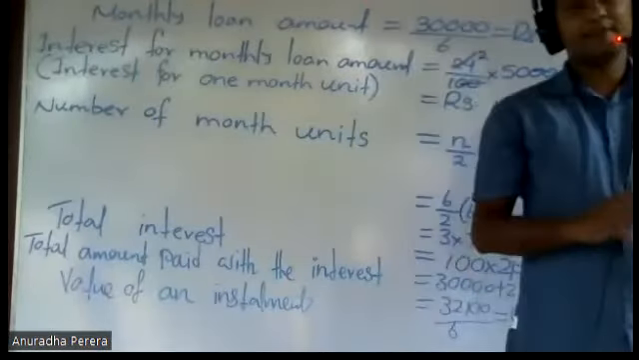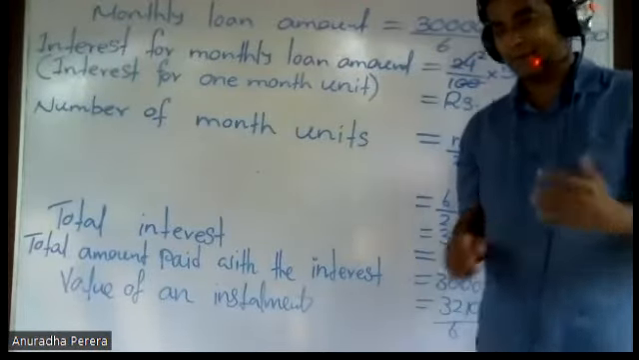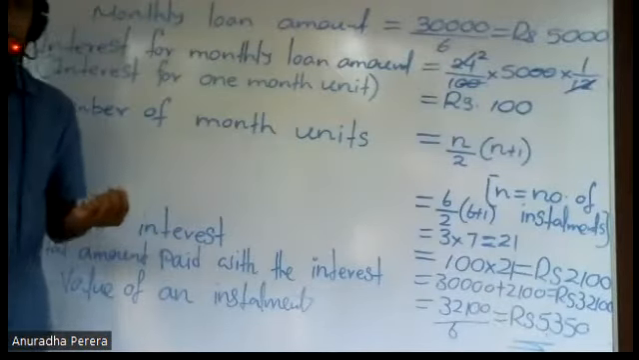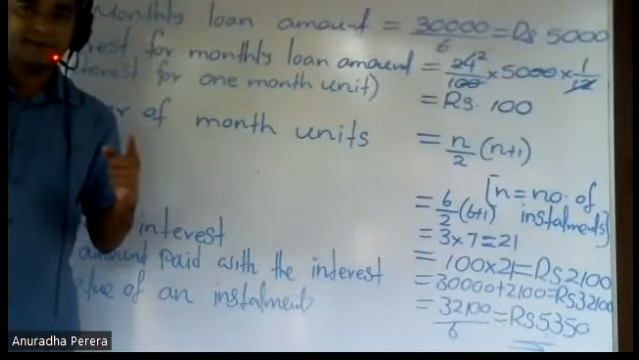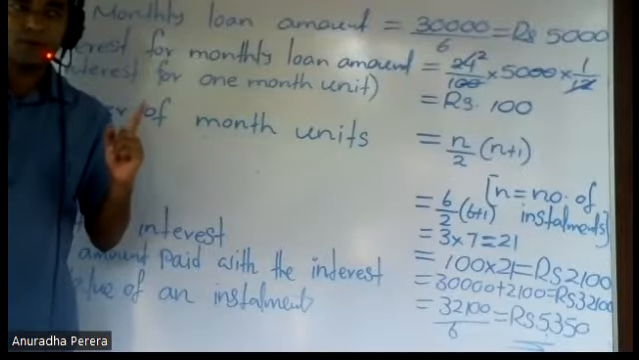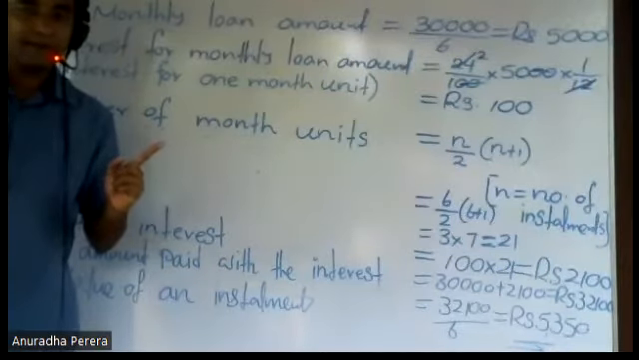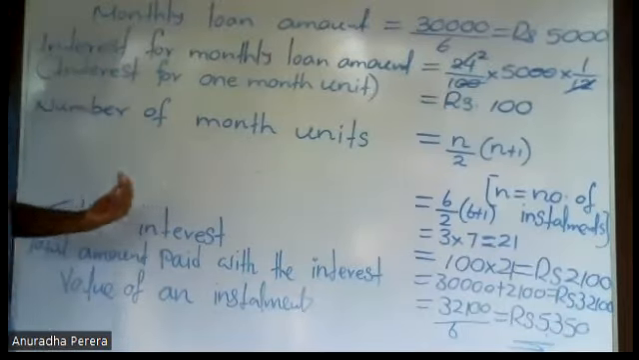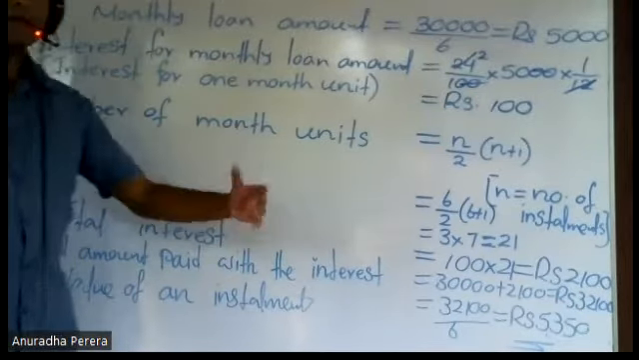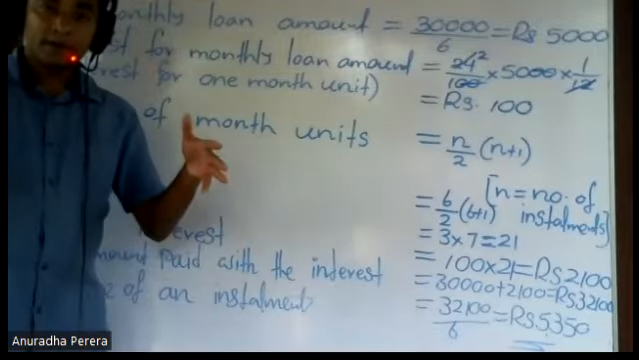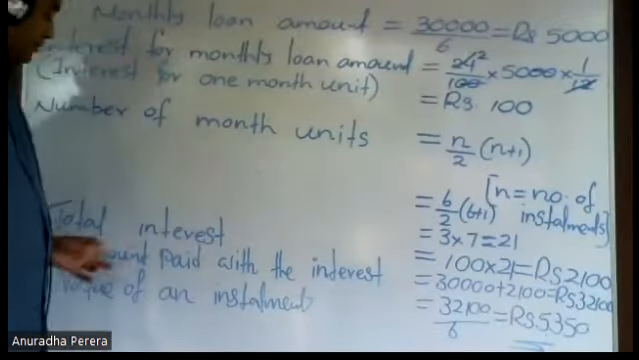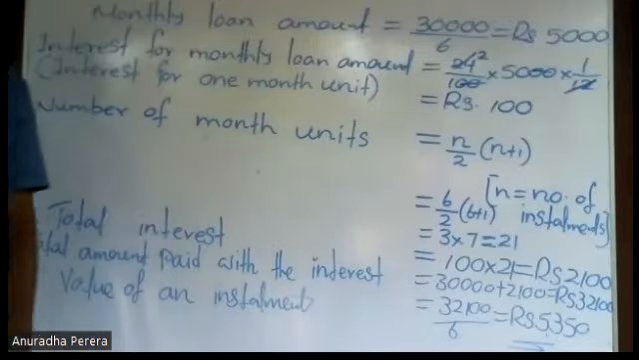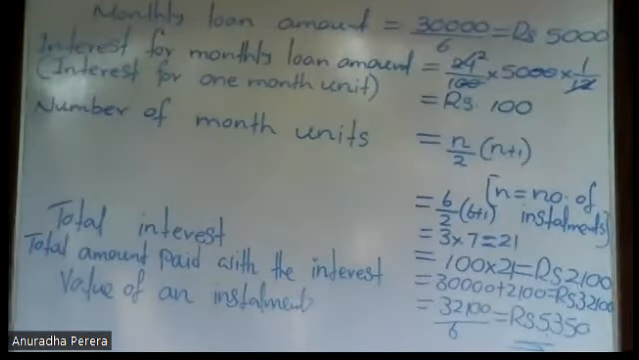First determine the monthly loan amount. Then interest for monthly loan amount. Then number of month units. You know interest for monthly loan amount means interest for 1 month unit. Then take the product of number of month units and interest for 1 month unit to find total interest. Add total interest and loan amount. Determine the total amount paid with interest, then divide it by number of installments. You can find the value of an installment.